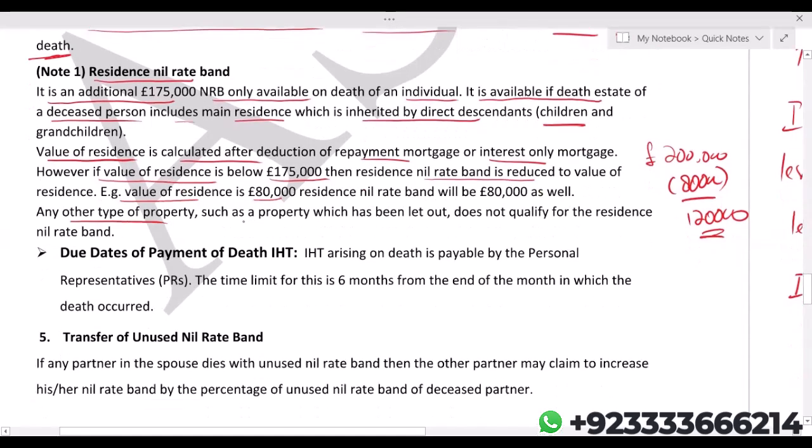Any other type of property, such as property which has been let out, does not qualify for the residence nil rate band. The due date of payment of death IHT is simply 6 months after the month of death.